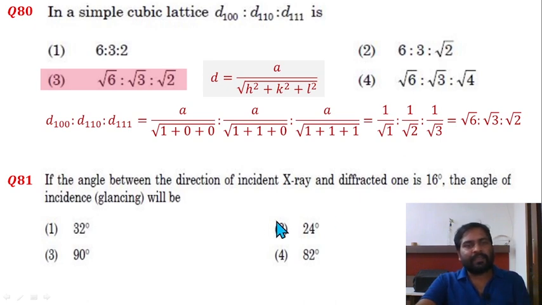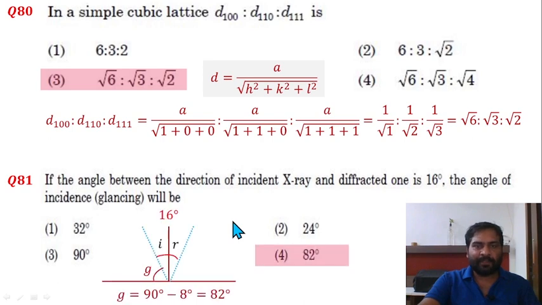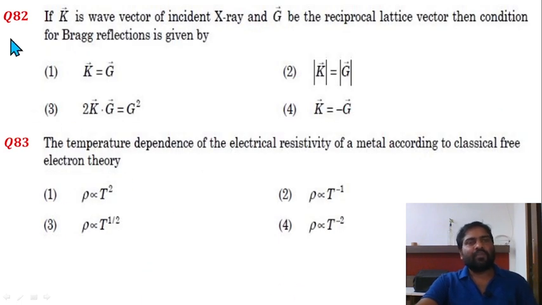Question 81. If the angle between the direction of incident X-ray and diffracted one is 60 degree, the glancing angle of incidence will be? The diffracted angle or reflected angle is going to be the same. So i plus r equals 16 degree, or i equals 16 divided by 2, 8 degree. Then it is asking for the glancing angle. The glancing angle is going to be 90 degree minus 8 degree equals 82 degree. Option 4 is correct.